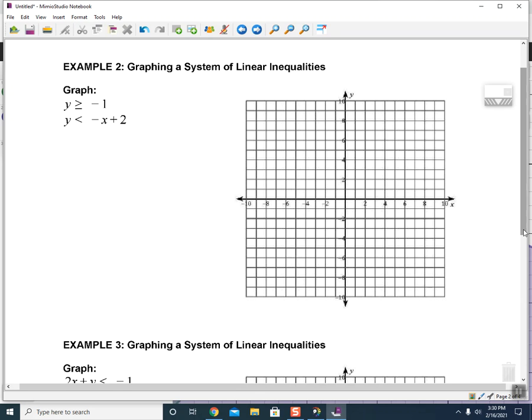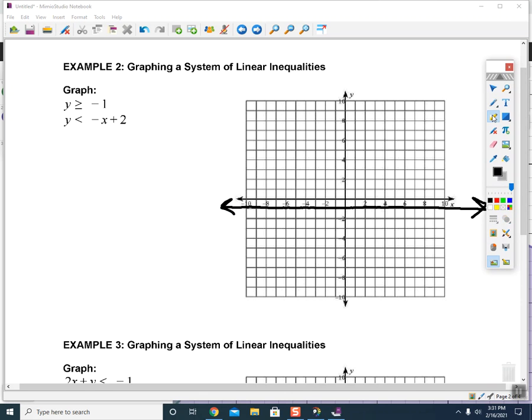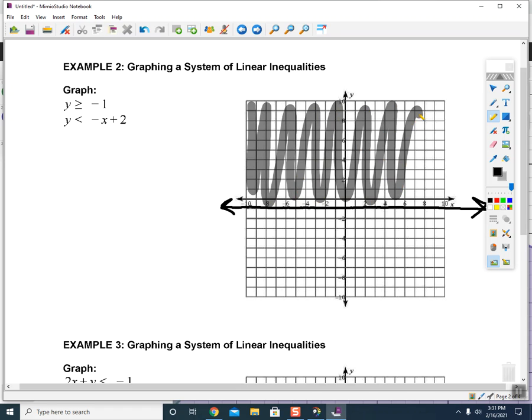So this first one, y is greater than or equal to -1. Well, I know that's a horizontal line. Greater than or equal to means that I'm going to use a solid line. So this is going to be a solid horizontal line at y equals -1. So I'm going to set this first one up here. And y is greater than or equal to -1, which means that I'm going to shade above the line. Didn't really want gray, but that'll work. I'm going to shade this up here.